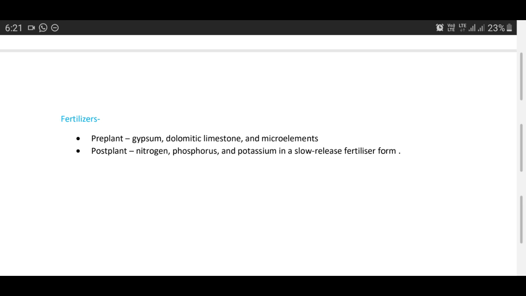So you should add gypsum, dolomitic limestone and micro elements to the media. After planting, apply post-plant fertilizers: nitrogen, phosphorus and potassium in a slow release fertilizer form. These NPKs are basic nutrients generally supplied to the plants for proper growth and development. Generally we use slow release fertilizers so that they last long and slowly supply nutrients as per the need of the plants. Thank you.